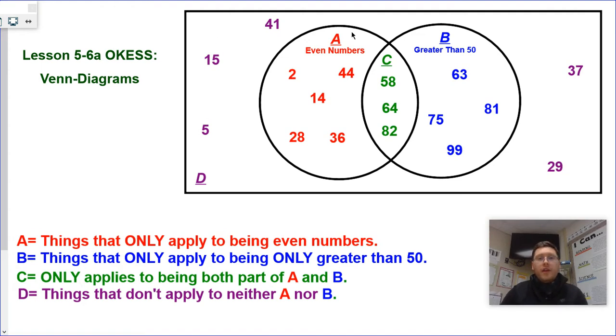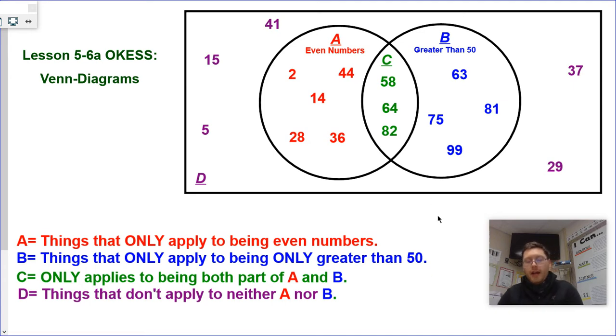So anything out here on the outside has nothing to do with these two circles. So if it's on the outside, that means it doesn't apply to rule A or rule B.